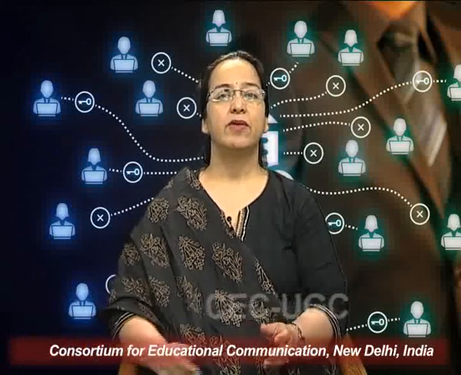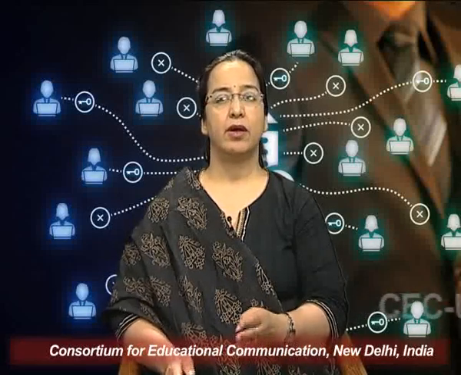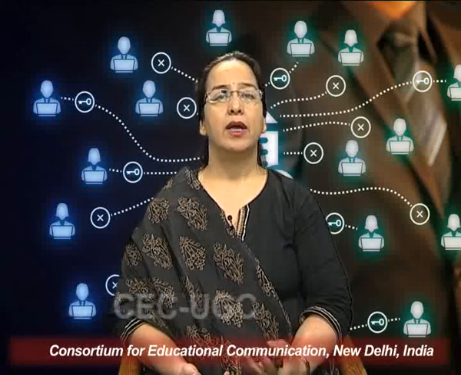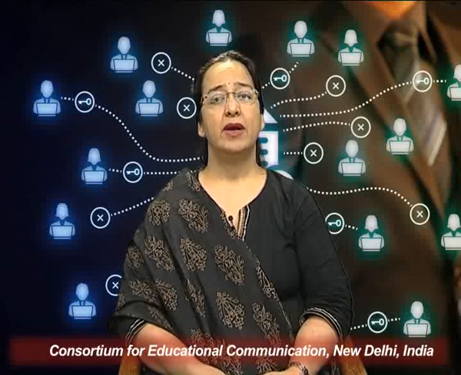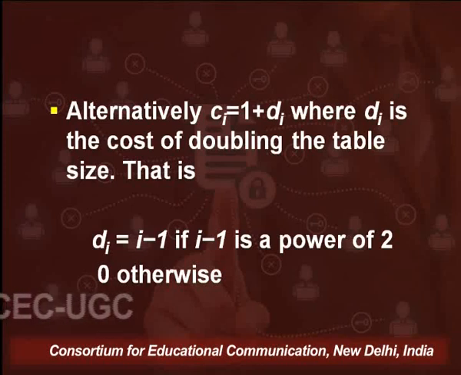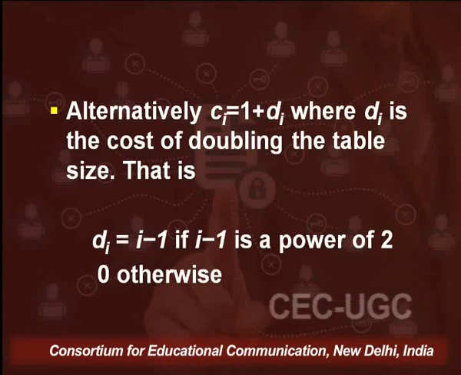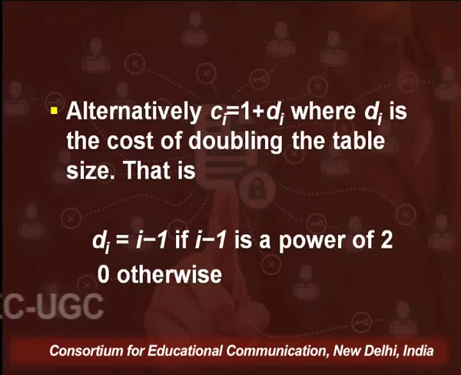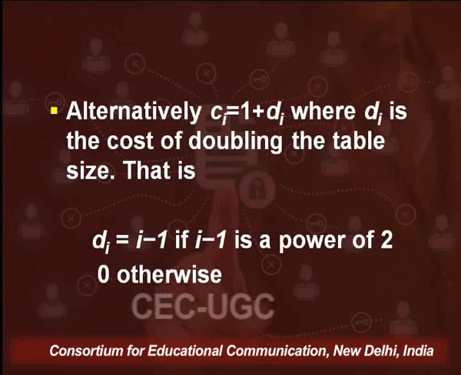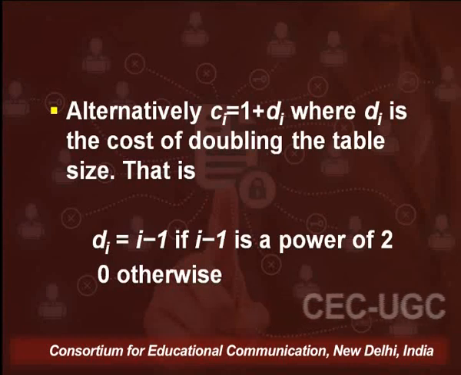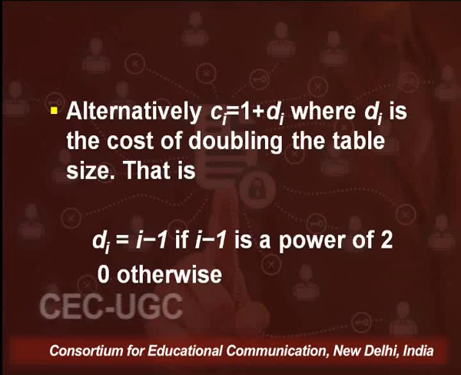So this is the pattern which we are encountering here. So we can say Ci is equal to 1 plus di, where di is the cost of doubling the table. So di is i minus 1 if i is a power of 2 and 0 otherwise. So this is what we have seen in general cases, when we have seen i, Si and Ci also. So we can have Ci equal to 1 plus di, where di is the cost of doubling the table size.